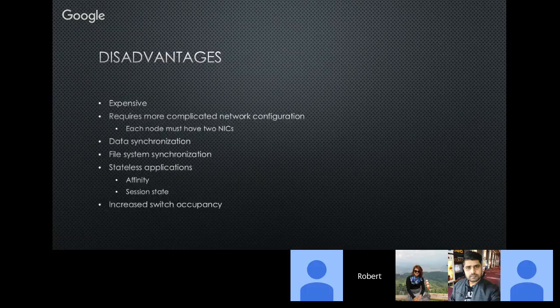There are some disadvantages, or at least considerations. Now the advantages far outweigh the disadvantages, but there are a few disadvantages. It can be expensive. Some of the hardware and the software is not cheap. It requires a more complicated network configuration. For example, each node is going to need two network cards, one for administration.